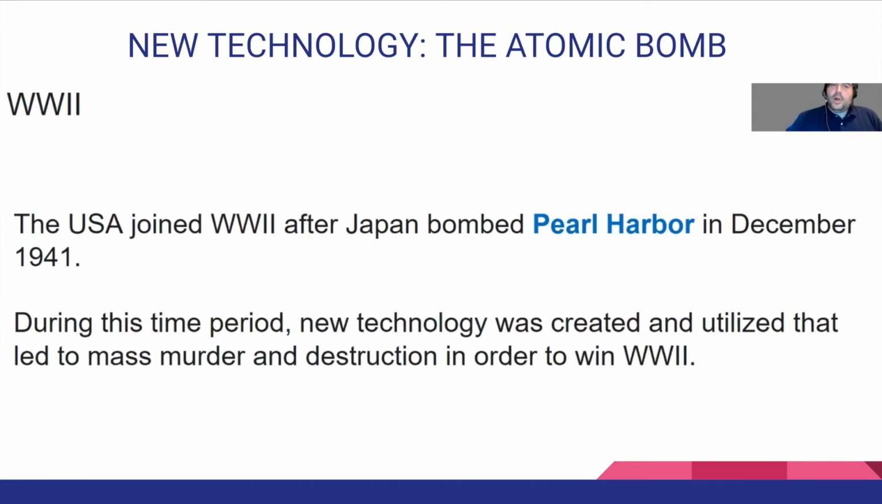So USA joined World War II after Japan bombed Pearl Harbor in December 1941. Japan wanted to fortify their political position of new imperial power, and they knew invading China and many other countries in Southeast Asia would cause the United States to get involved in the war because the United States had that economic influence over there. So Japan wanted to bomb Pearl Harbor as a preemptive attack to destroy military ships so Japan could complete their invasion of the mainland of China and many of the foreign lands, and they knew it would delay the time in which the United States would be able to rebuild ships and go after them. So during this time period, new technology was created and utilized that led to mass murder and destruction in order to win World War II.